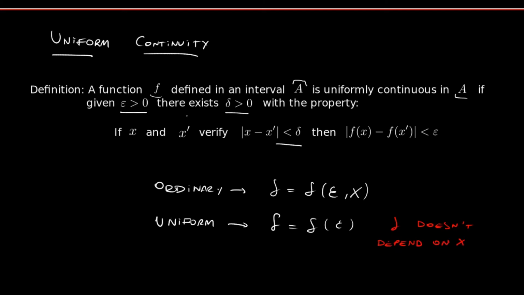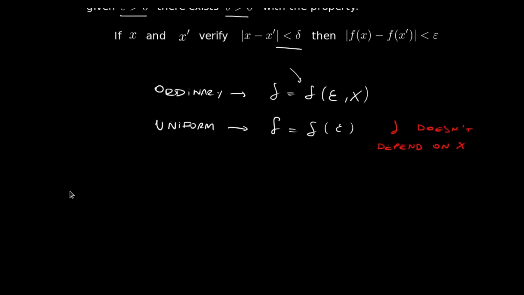And the difference is in the way we write this definition. Here we have that there exists a delta with the property that if x and x prime verify this, then this other thing happens. But in ordinary continuity, the order in which we wrote things is what gives us this delta that depends on x. So let's visualize this with an example.